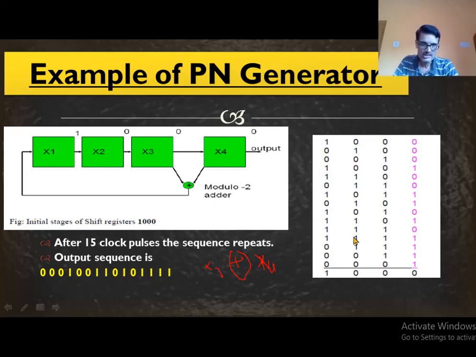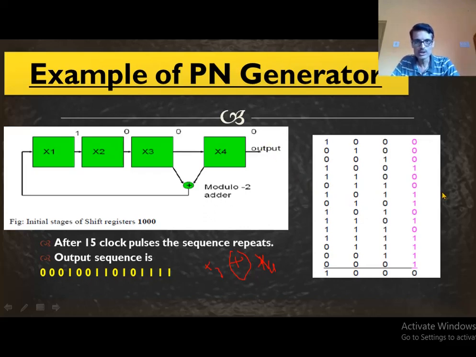Simple shifting. So this is shifted, shifted, shifted. 1 XOR with 0 is 1. So if you go on doing this, after the 15th clock pulse, just look at the state of the flip-flops. It is 1 0 0 0, which is nothing but my initial condition. So once I get the initial condition, the same state should be repeated again. That means the same sequence will be generated.